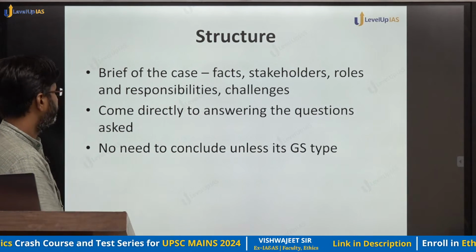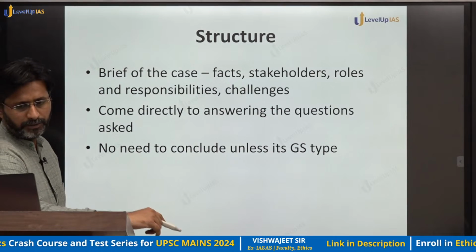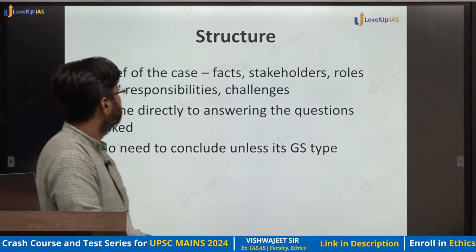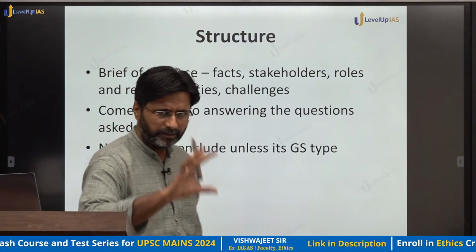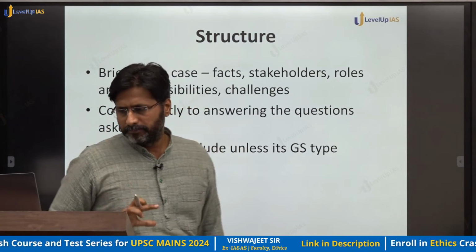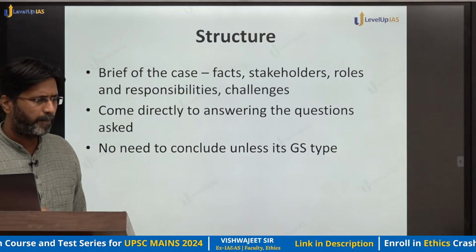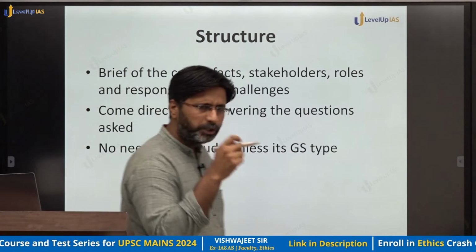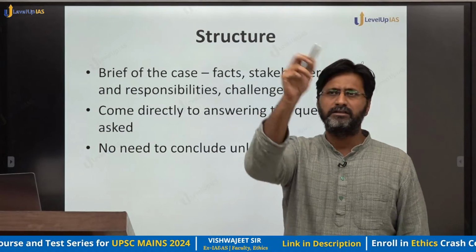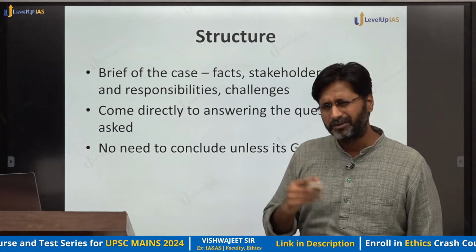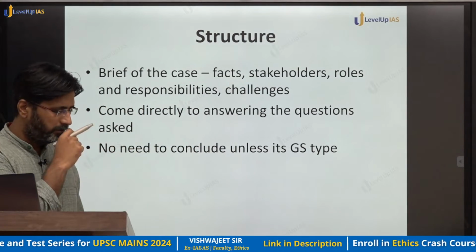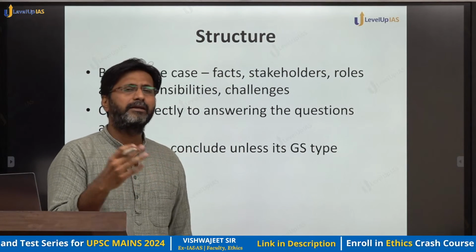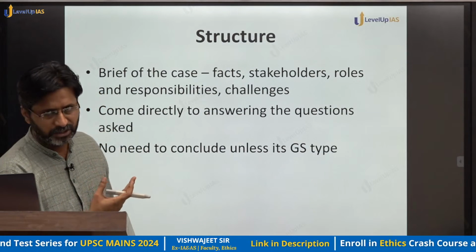Now how would you do it? Brief of the case: facts, stakeholders, roles and responsibilities and challenges. So briefly in one paragraph of seven to eight lines, you can mention these things. No need to separately have a heading of this is the stakeholder, this is the role, this is the responsibility, not required. What you can do is very briefly, because this is not part of the question, it's just like what we do in the introduction in your typical GS answer.